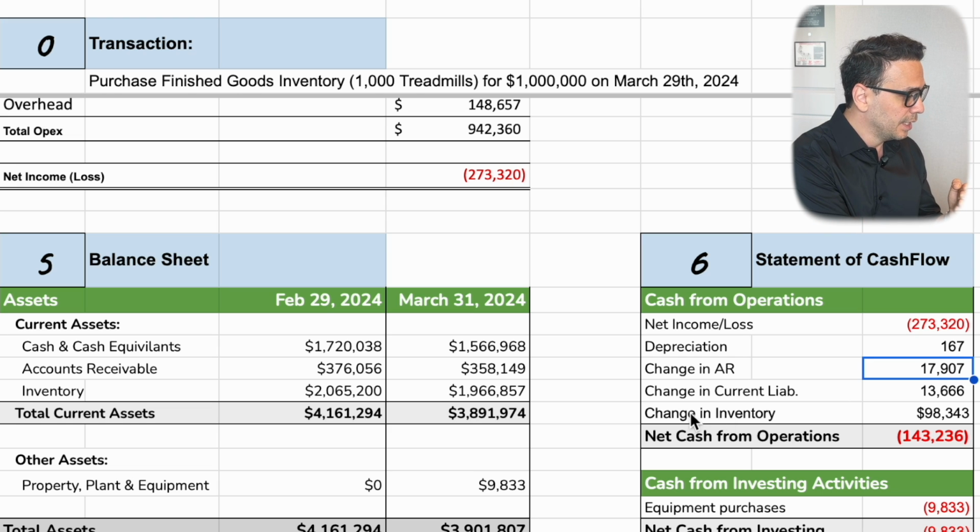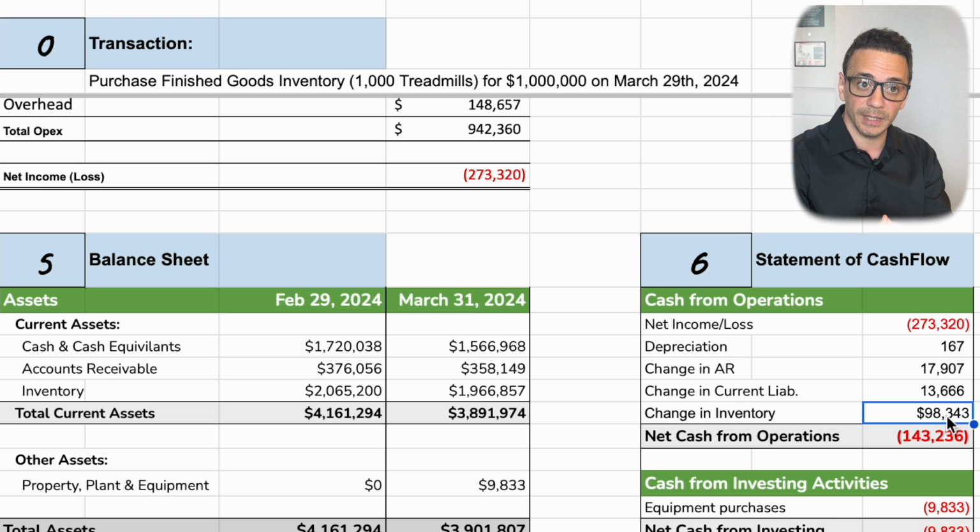For inventory, if you can see here, our inventory went down from February to March. And that's going to signal here in the statement of cash flow an increase in cash, because if you think about it, as your inventory is sold, inventory balance goes down. It means that you brought in more cash. Okay, so that's how it's going to show up in the statement of cash flows.